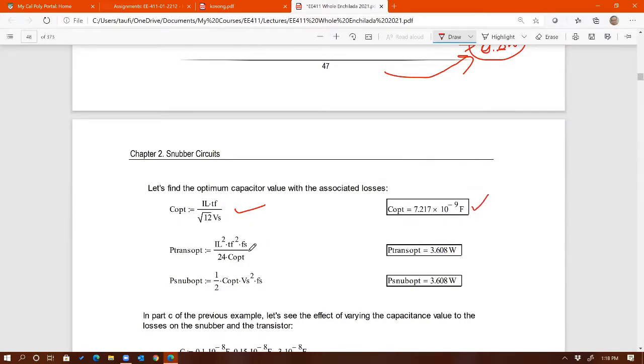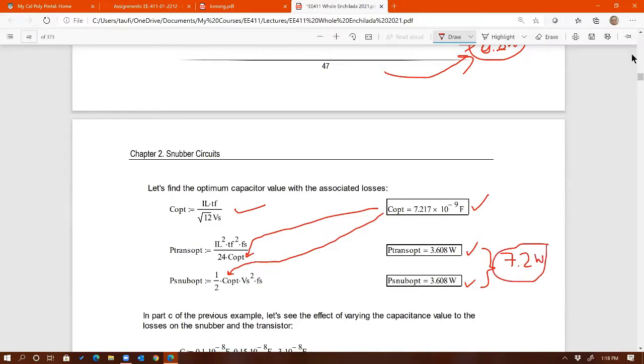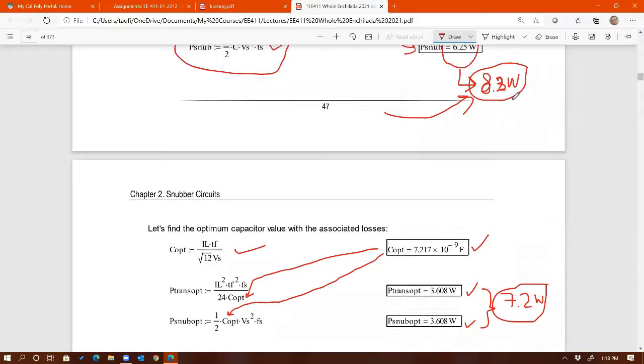And if you plug in that C value to the PQ equation, you get 3.608. And as we expected, if you also put that same C value on the snubber loss, you also get the same watts, and they're equal as expected. Now, what happens if you add the 2? It's going to be around what, 7.2 watts. That's even better than the 8.3 that we had earlier. Right? That's better than this. You compare the 2.